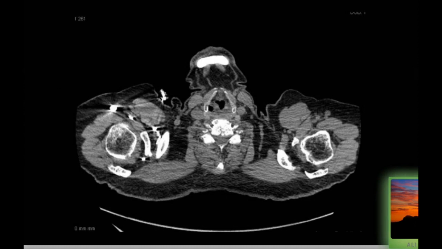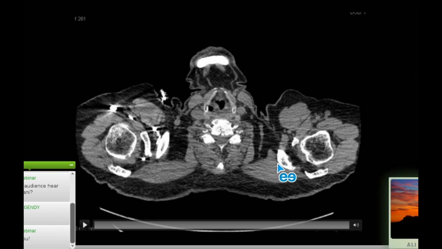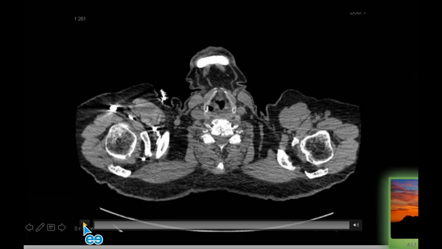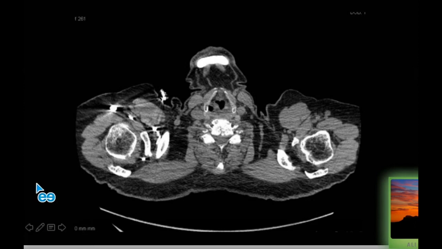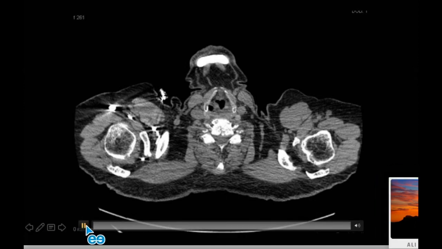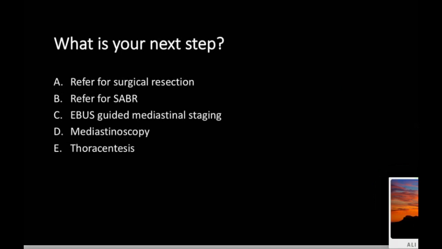The CT scan is going to be pretty jumpy, but what I want you to look at is basically a right upper lobe nodule, which was biopsied, and a mediastinal lymph node. Let me just describe it to you. On the CT scan, there was a tiny right upper lobe lesion, and there was a 10R mediastinal lymph node. Then 2 weeks after the CT scan, a PET scan was done, which showed a small amount of pleural effusion.